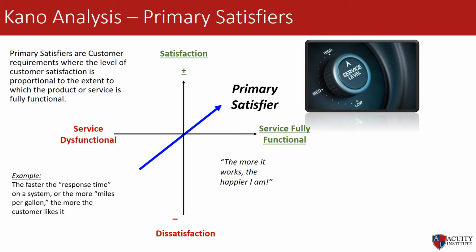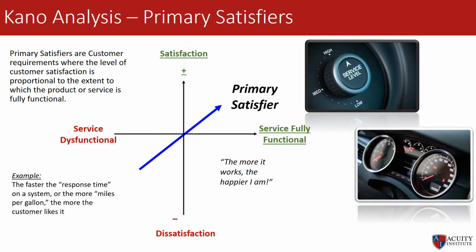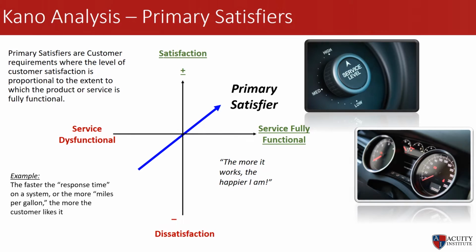For example, the faster the response time on a system, or the more miles per gallon, the more the customer likes it. Kano terms such requirements as one-dimensional requirements. A 10% improvement in functionality results in a 10% improvement in customer satisfaction.